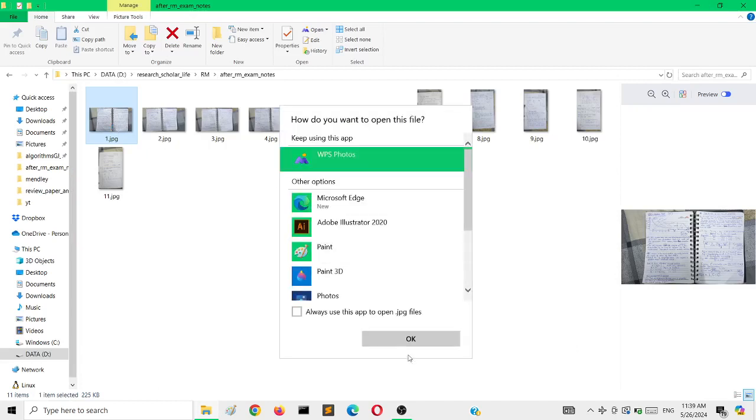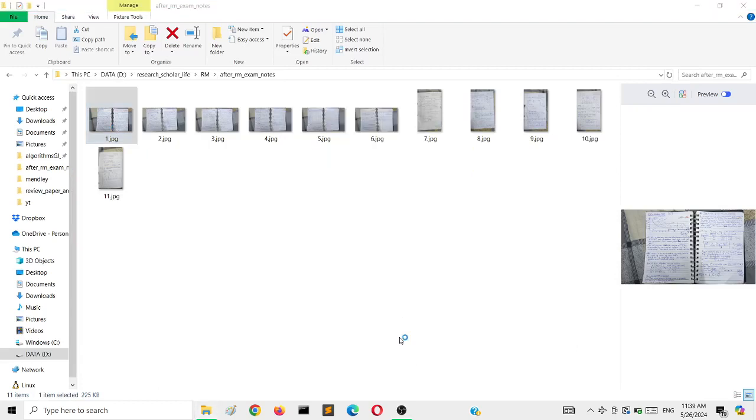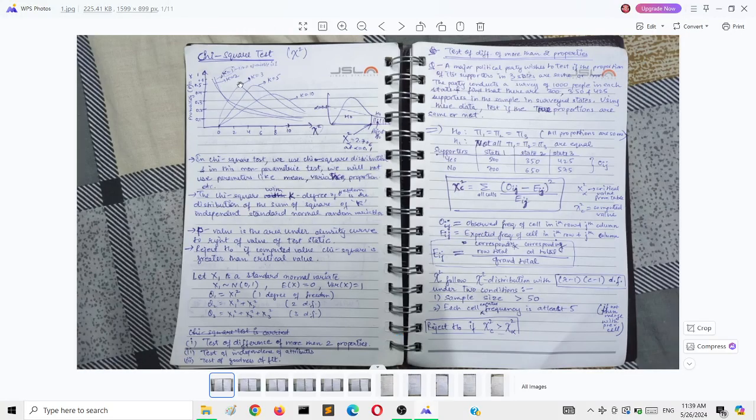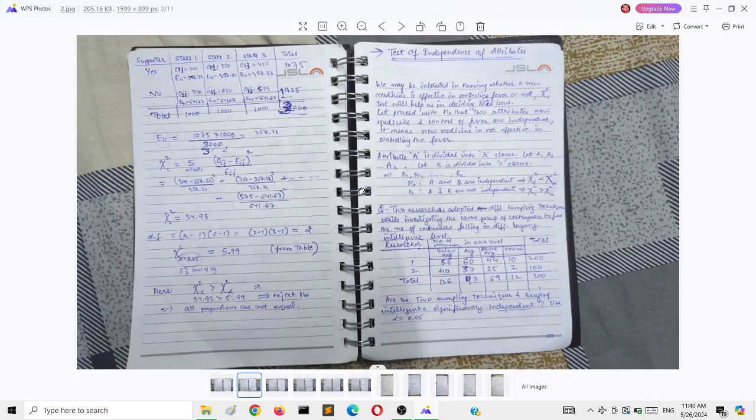So we have chi-square tests. Chi-square tests are a statistical test which tests the differences between the expected outcomes and the actual outcomes. Then we have tests of the independence of the attributes, right?